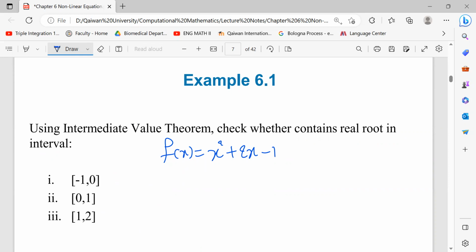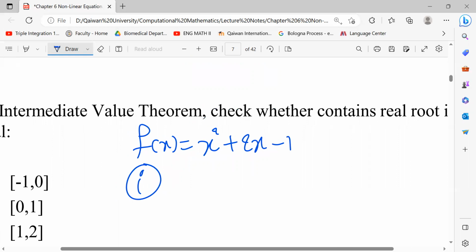What we do, we find for the first one. Let's do it. For part I, it is -1 and 0. We need to find f of -1 and f of 0, okay? If their multiplication is negative, it means we have a solution. The intermediate value theorem says that. If not, if their multiplication is positive, we say there is no solution for the function on that interval.